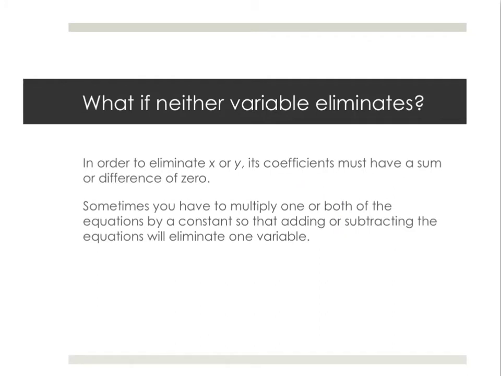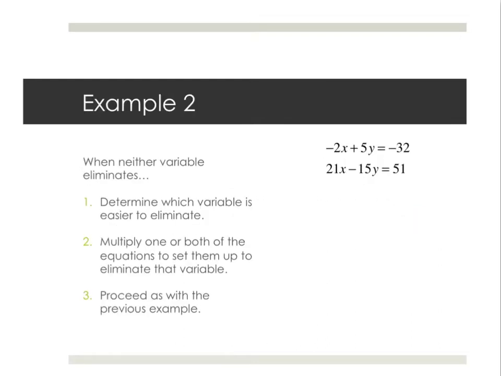Well, what if neither variable eliminates right off the bat? We're probably going to like elimination better than graphing because it's going to turn out easier, but sometimes you're going to have to manipulate the situation. In order to eliminate x or y, its coefficients have to have a sum or difference of 0, like we just saw in that previous example. Sometimes you're going to have to multiply one or both of the equations by a constant so that when you add or subtract the equations, that'll eliminate a variable. So let's take a look at one.